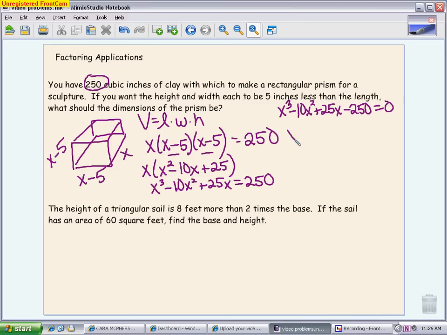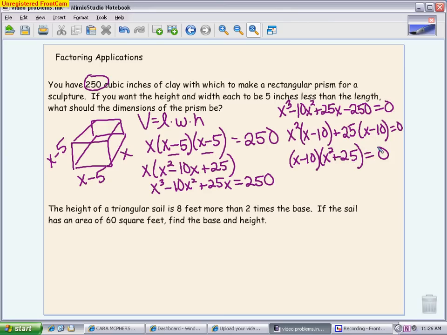So I'm going to take out an x squared from the first 2 terms, leaving me with x minus 10. And I'm going to take out a 25 from the second 2 terms, leaving me with x minus 10. So I'm going to write that repeating factor that shows up twice, x minus 10, and then I'm going to write the stuff that I took out.